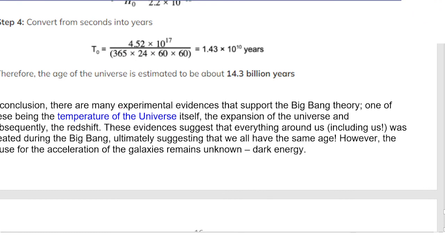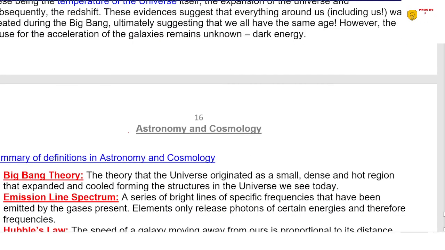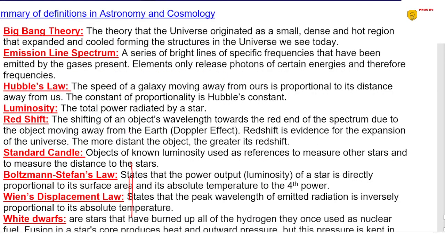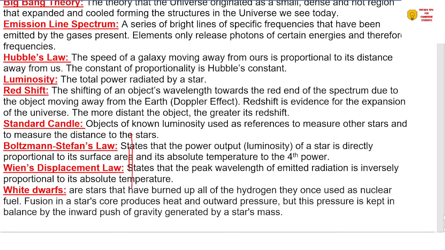In conclusion, there are many experimental evidences that support the Big Bang theory, one of these being the temperature of the universe itself, the expansion of the universe, and subsequently the redshift. These evidences suggest that everything around us, including us, was created during the Big Bang, ultimately suggesting that we all have the same age. However, the cause for the acceleration of the galaxies remains an unknown, which is called dark energy. Now, this is a summary of definitions in astronomy and cosmology that you could look at.